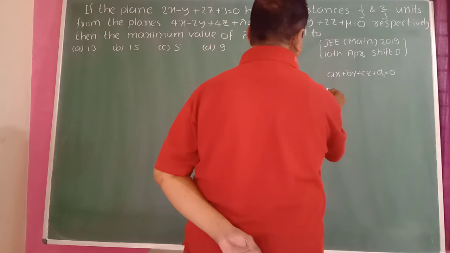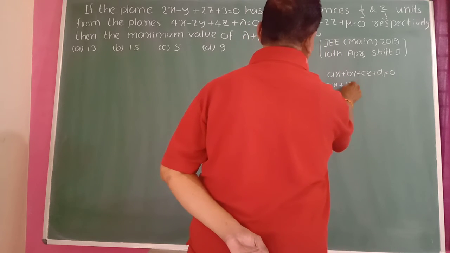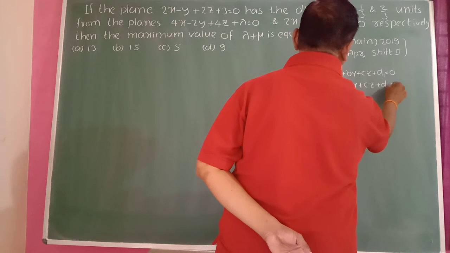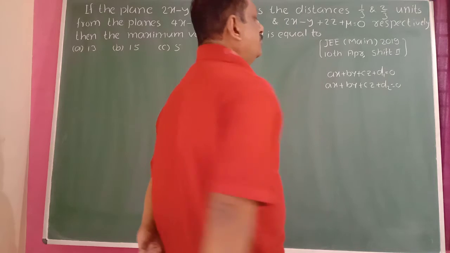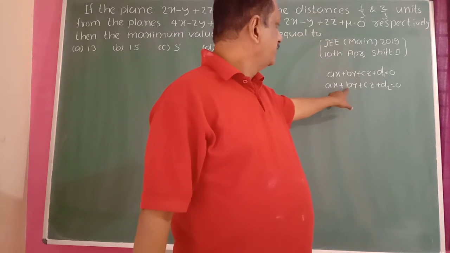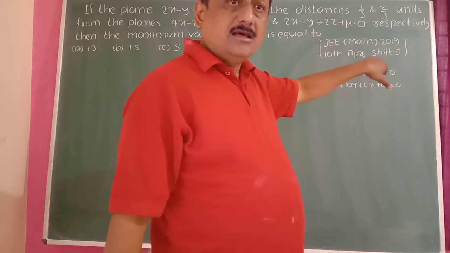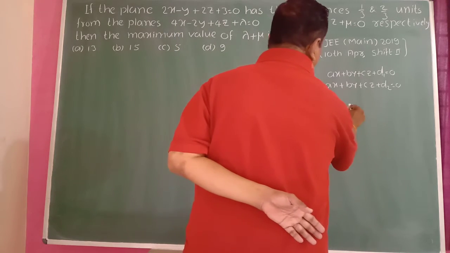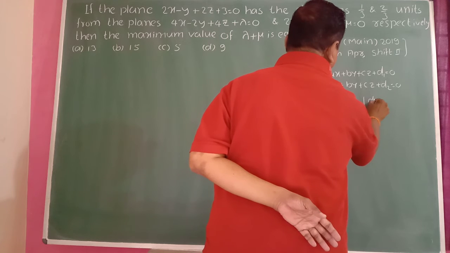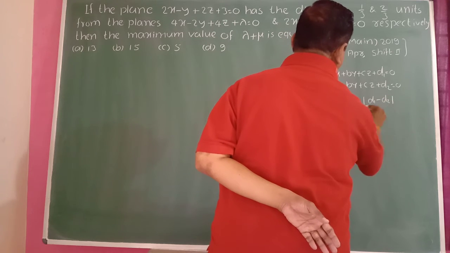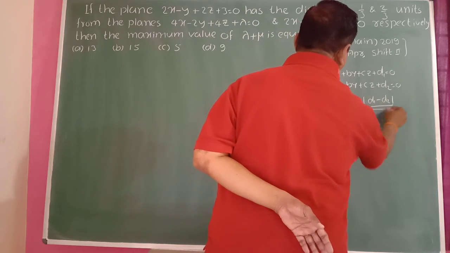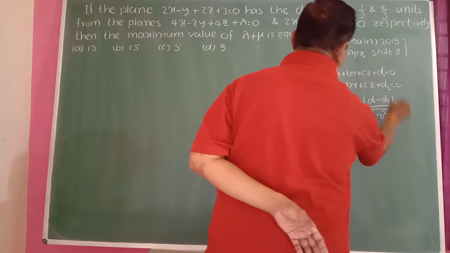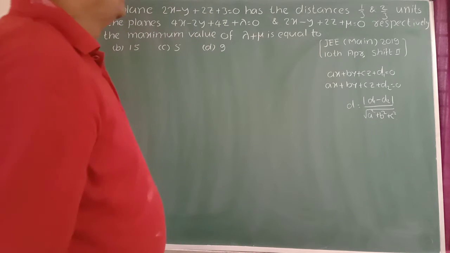ax plus by plus cz plus d1 is equal to 0 and ax plus by plus cz plus d2 is equal to 0. These are two parallel planes because x, y, z coefficients are the same here. Hence they are said to be parallel planes. Then the distance between two parallel planes is given by modulus of d1 minus d2 divided by root of a square plus b square plus c square. So this is the formula.